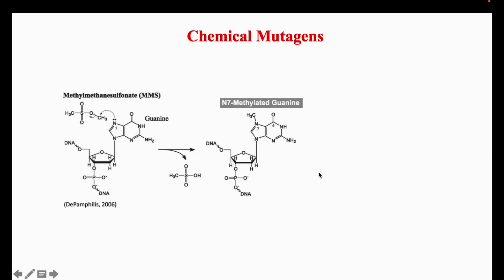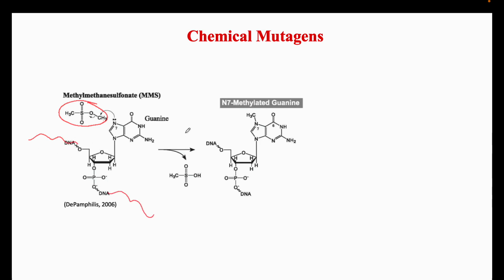So the next option was methyl methane sulfonate. So again we have a guanine here, right? And this is the methyl methane sulfonate. Okay, so we have a methyl, methane and a sulfonate group. And what it is doing, when methyl methane sulfonate is mixed with the DNA, this is our DNA.